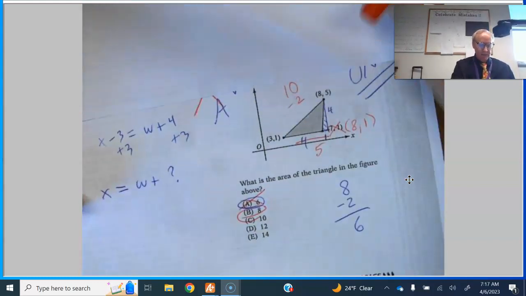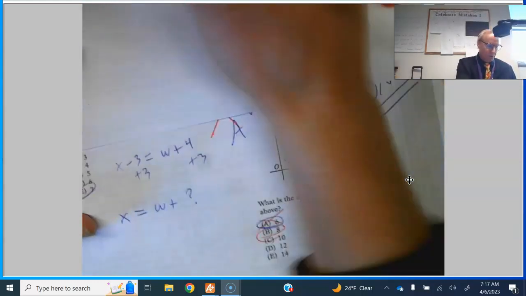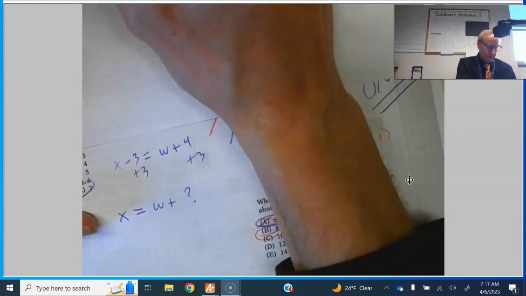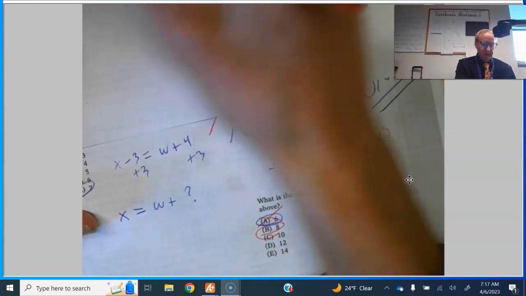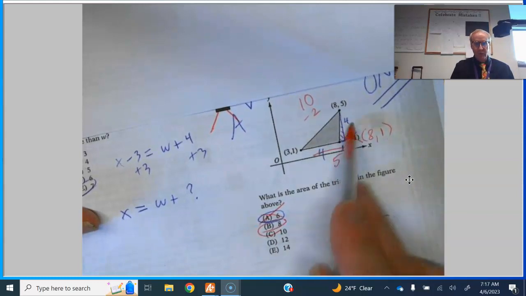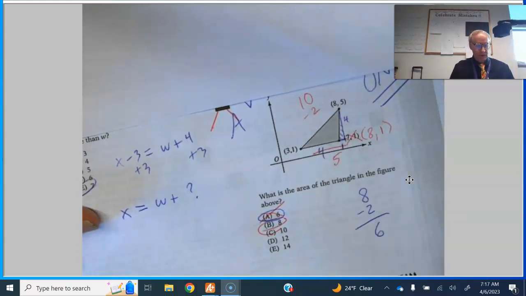I should have written the new point. New point was 8-1, which gives me an area of 10, 5 by 4 instead of 4 by 4. Really bad, dumb error. Not as bad as this one, though.